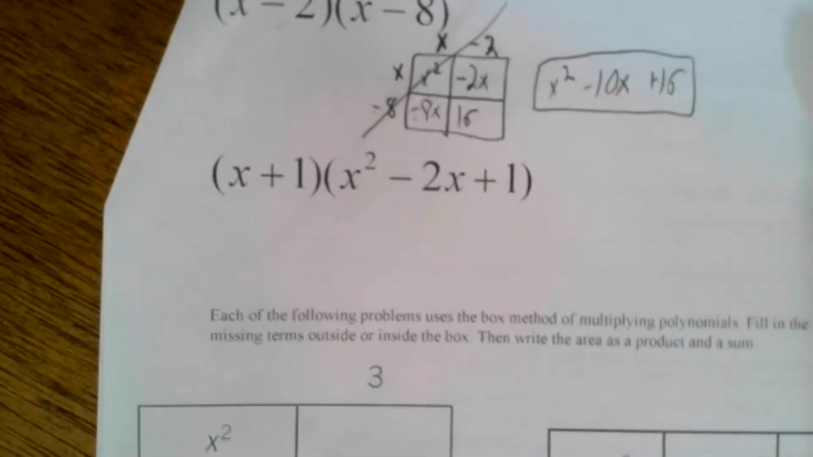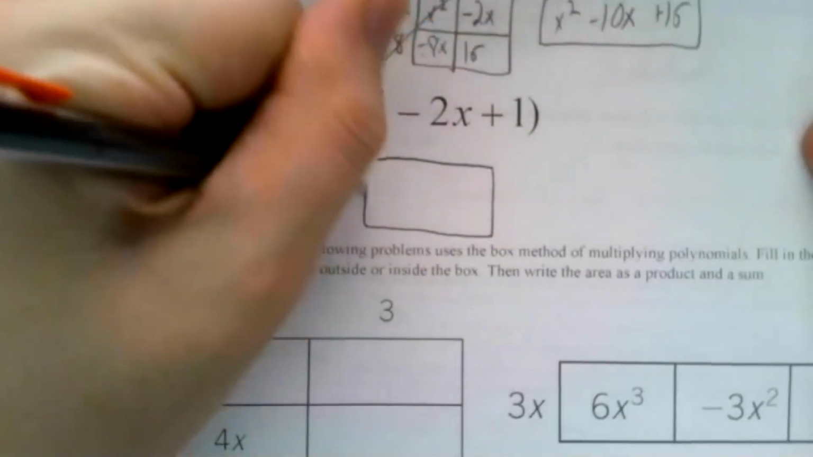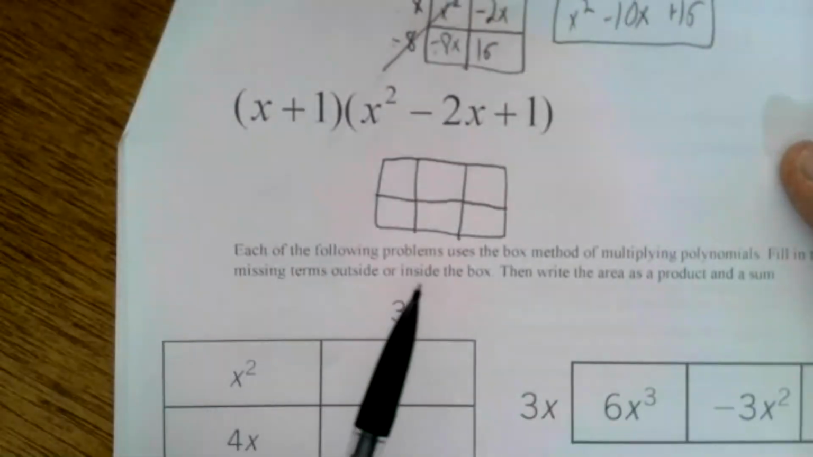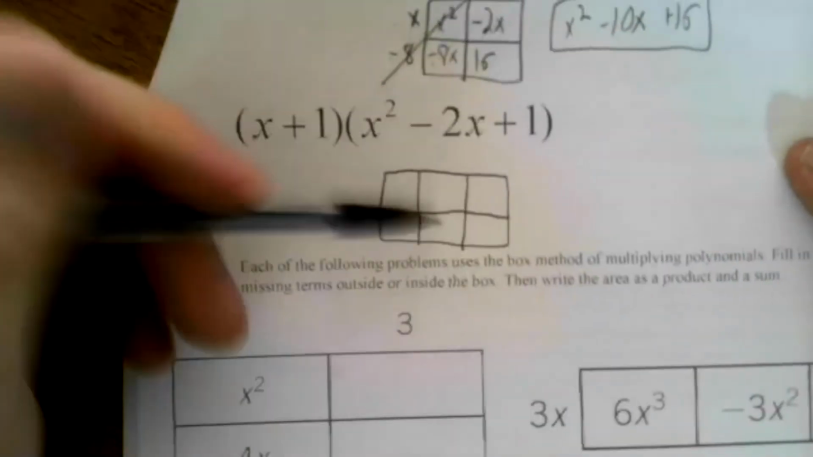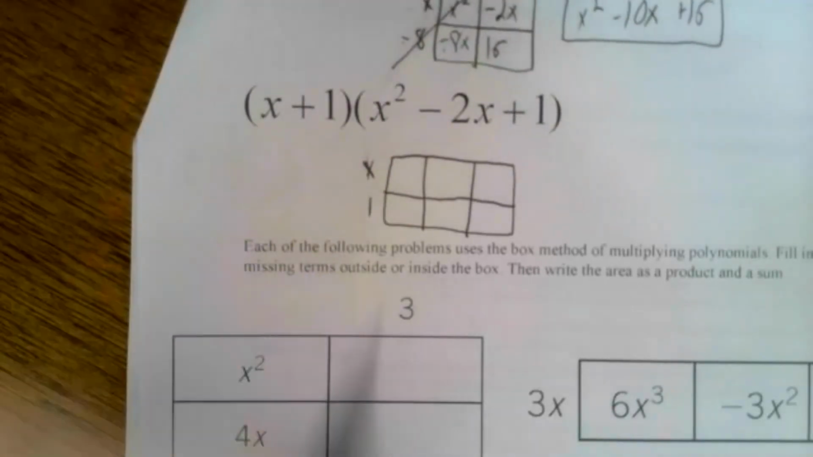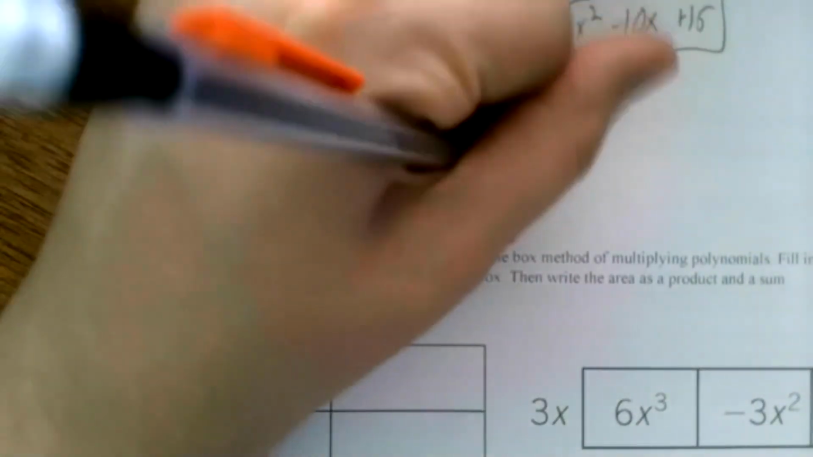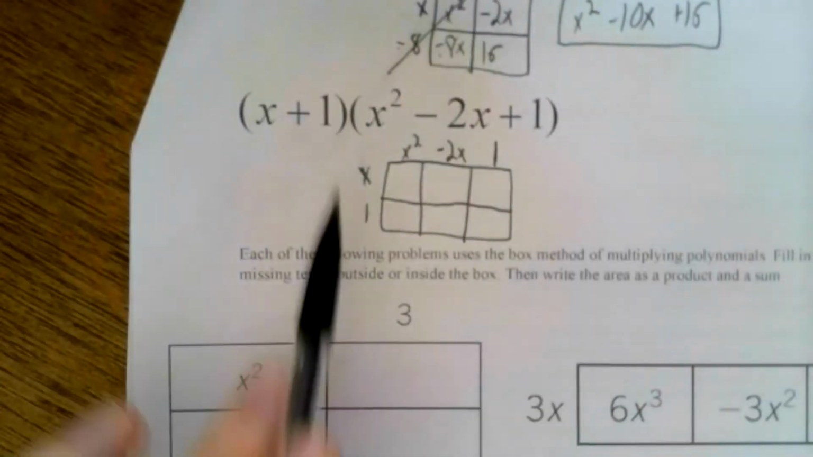And what size should my box be? 2 by 3. Yeah, 2 by 3, right? So I'm going to make a 2 by 3 box. And where does the x plus 1 go? Does it go on this side, so on the left side, or on the top side? On the left side. Yeah, it's going to have to go on the left side because this is the only one that has 2 terms, right, or 2 spaces. And then the x squared minus 2x plus 1 is going to have to go on the top. Right? And then now we can just multiply each of the boxes, right?